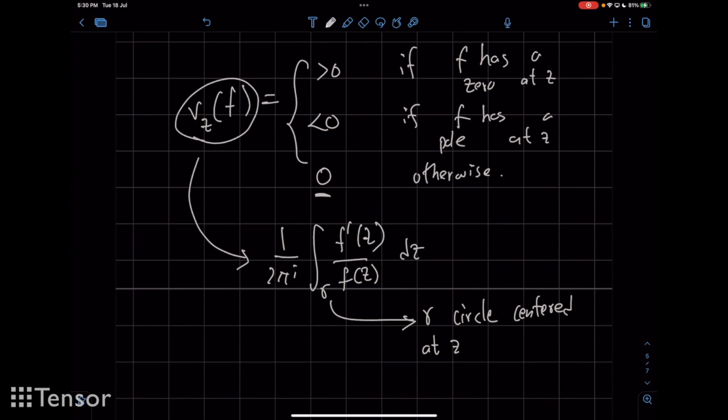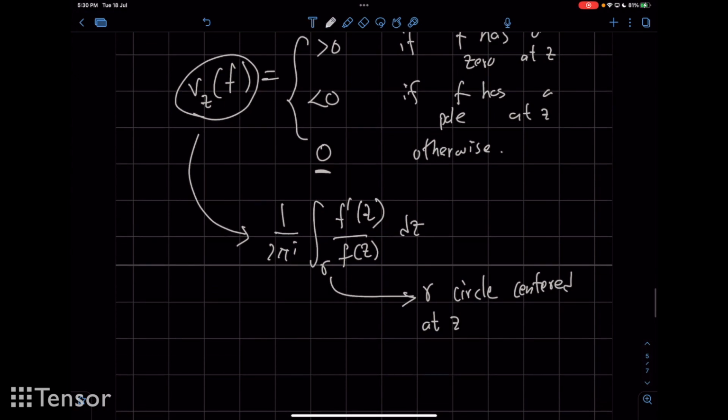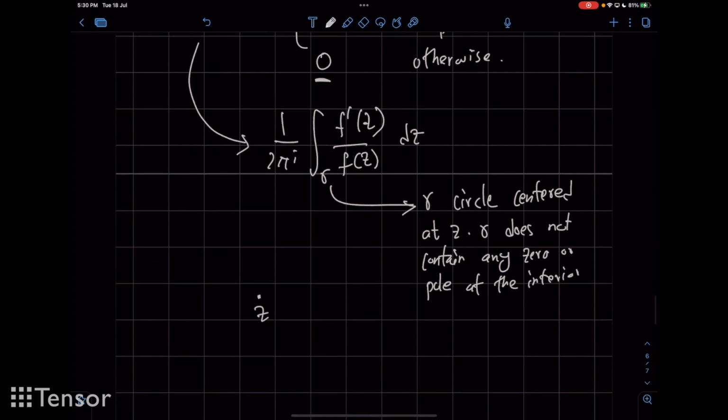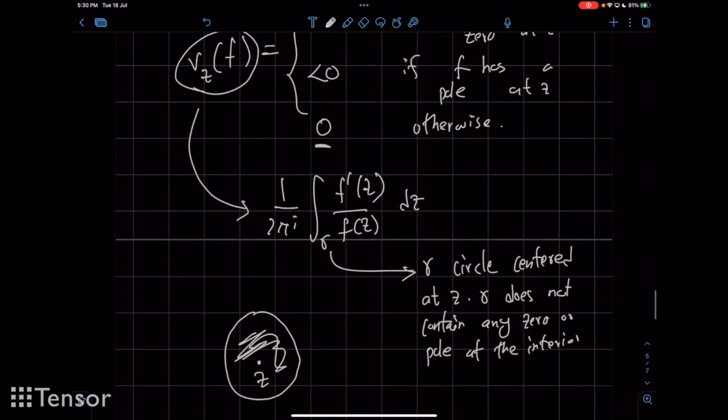We need an extra condition, and that extra condition is that gamma does not contain any zero or pole in the interior. So if, let's say, this is z, and this is a zero or a pole, then we need to choose a circle in such a way that in the interior there is no zero or pole. You need to use the residue theorem to prove that this works.